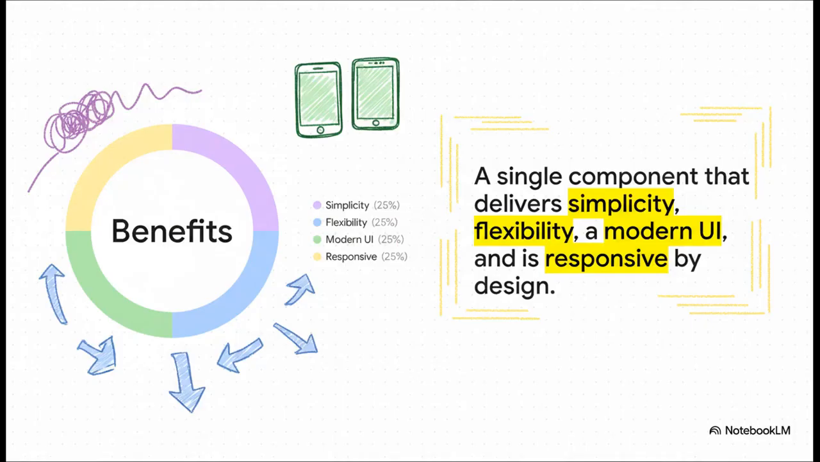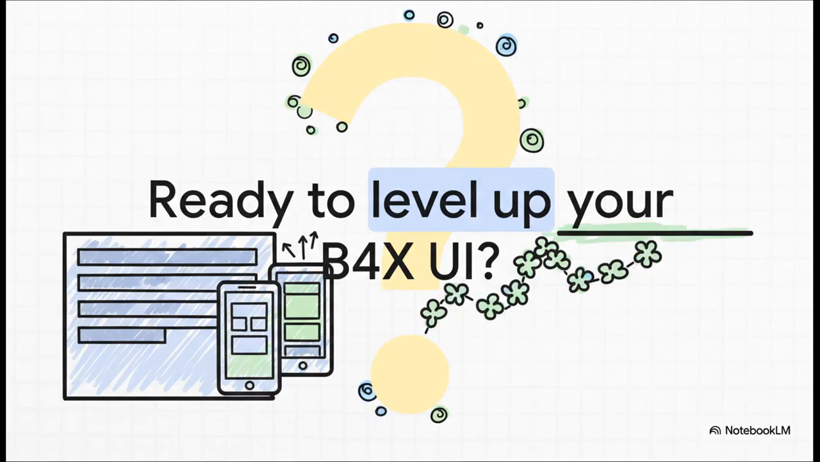So, to pull it all together, what's the bottom line? What does the B4X DaisyDivider really bring to your projects? Well, it's about simplicity, replacing multiple views with just one. It's about flexibility, giving you easy control over orientation, text, and placement. You get a modern UI with its clean design and semantic colors. And it's built to be responsive, adapting to any screen your app might run on. Ultimately, this is all about writing cleaner code and building better-looking apps faster.